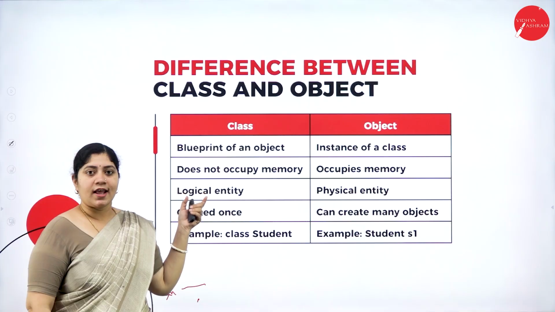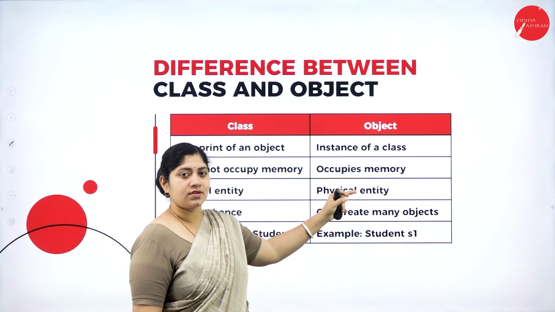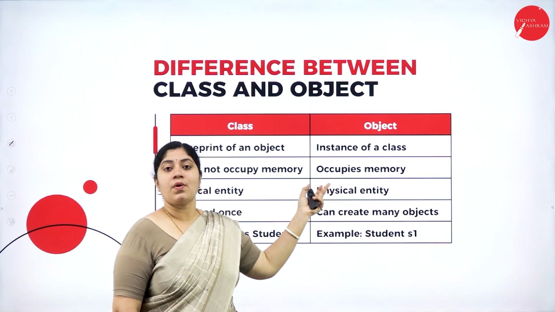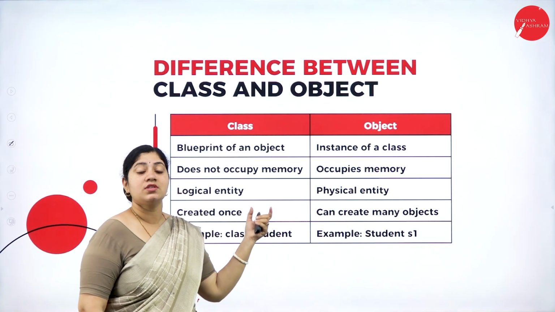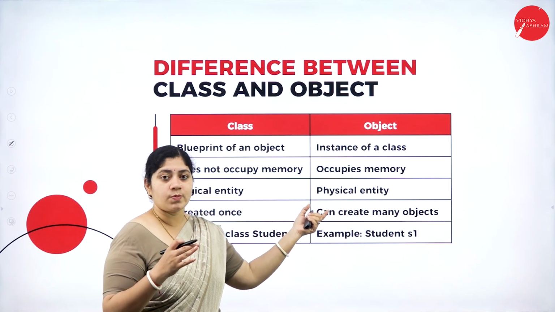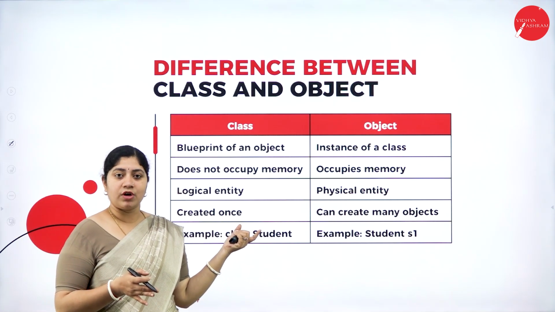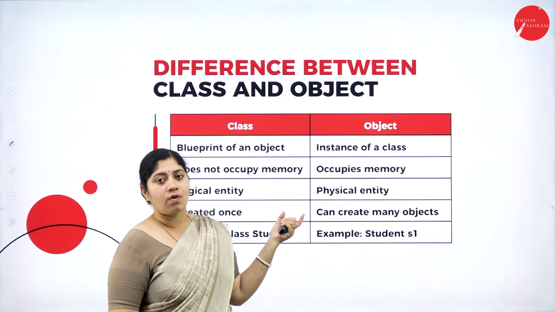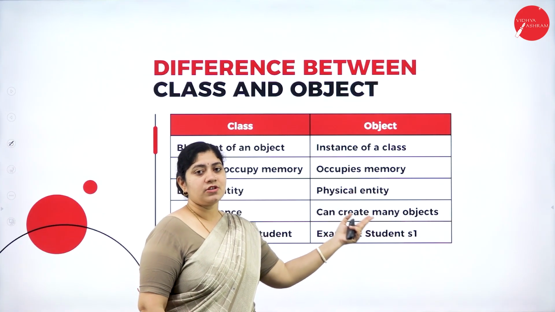Thus, we can say class is a logical entity and an object is a physical entity, because all the various physical properties or the behavior of the class is defined. Correct, right? So that's why we can consider this object as a physical entity. The class is created once, but with respect to object, we can go ahead and create multiple objects.